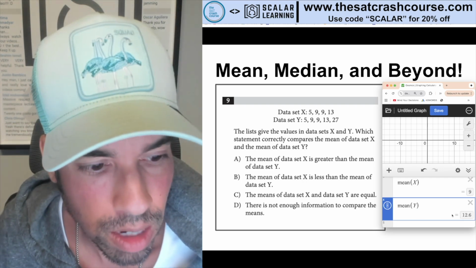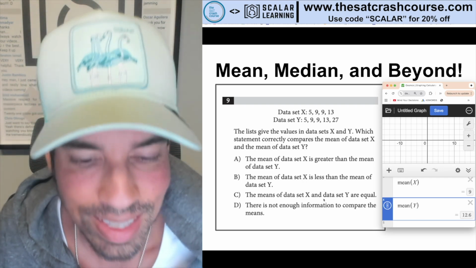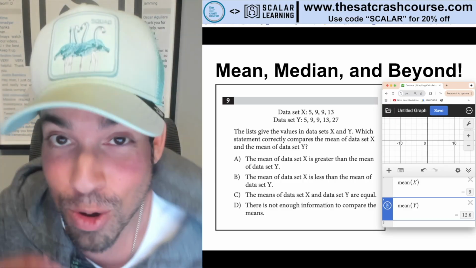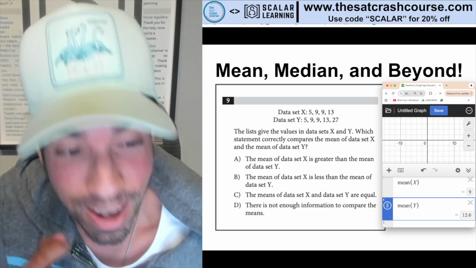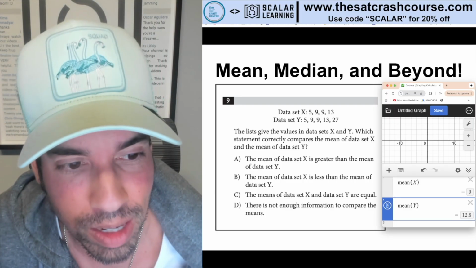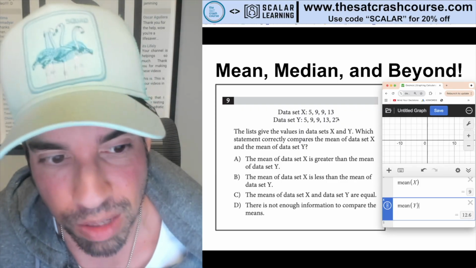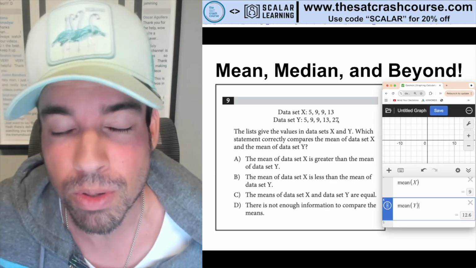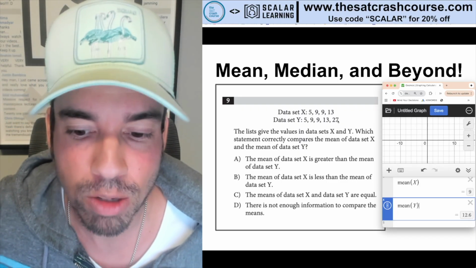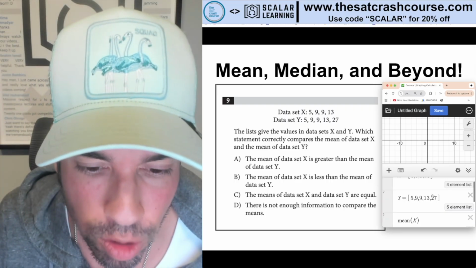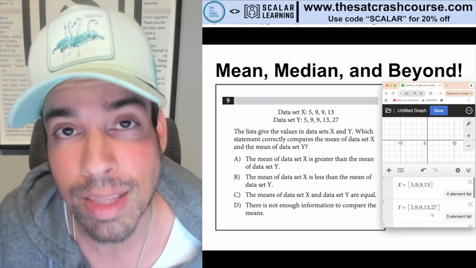Of course, the mean of Y is bigger, so the mean of data set X is less than Y, and that's how you do it. Now, I want to say you could do this without using Desmos very easily, if you recognize that the numbers are the same, but for an extra really big number, you know that Y has to be bigger. But functionally, this is how you would use Desmos in real time. That's how you do it.